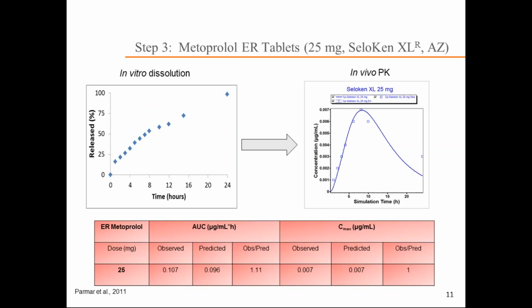So here you can see in step 3 that we had this in vitro dissolution profile from that particular article, and then using that data and the optimized ACAT model, we can predict the in vivo PK profile here. And not only did we predict this for 25 milligram, we also used that model for other doses like 50 milligram and 200 milligram.